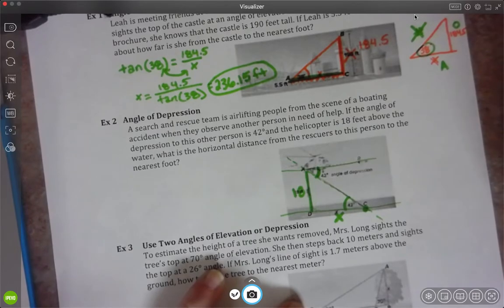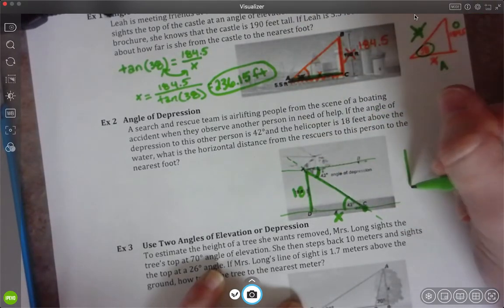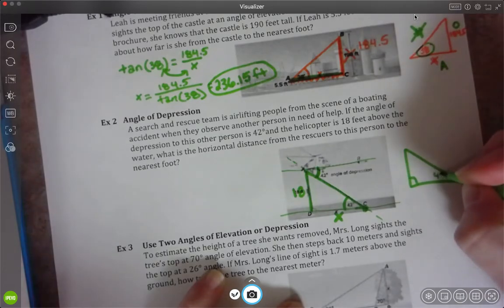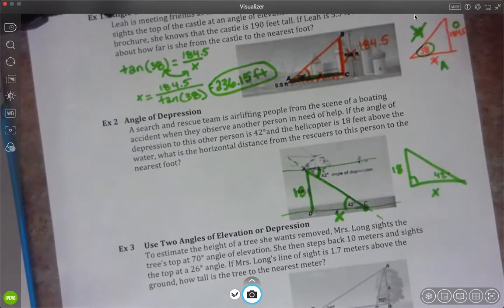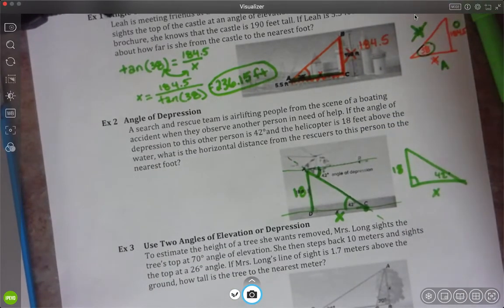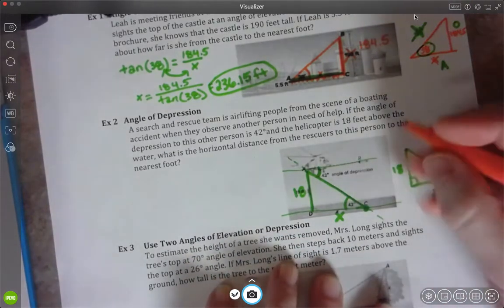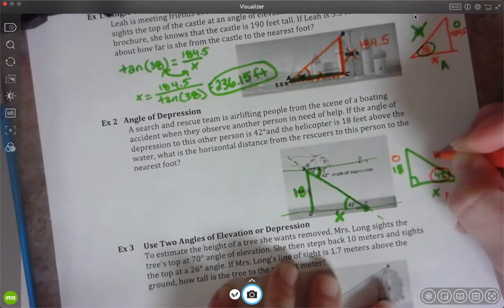Okay, so we have this triangle going on here. I'm going to draw him off to the side over here without all the clutter. Here's my right angle, 42 degrees, 18, x on the bottom. Just like we did up above, we're going to set up our trig function. 42 is my angle. 18 is the opposite side, x is the adjacent side. Hypotenuse side is over here, but we're not going to use him.